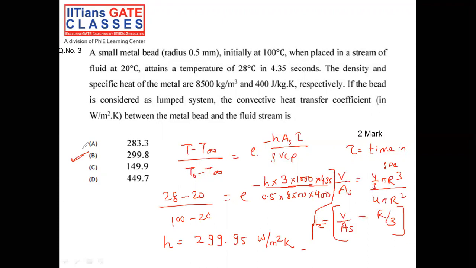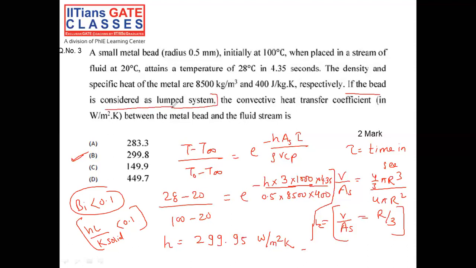So that is all about it. We have a small metal bead placed in a stream of fluid at 20 degrees centigrade, and we need to find the heat transfer coefficient. That is the question about lumped system analysis, where the Biot number must be less than 0.1. Here we cannot check whether the Biot number is less than 0.1, because the Biot number formula is hL divided by k of solid, and the data is not sufficient since we need to calculate the h value. That's why they mention that the bead is to be considered a lumped system, so we have to assume it and then solve for the h value.